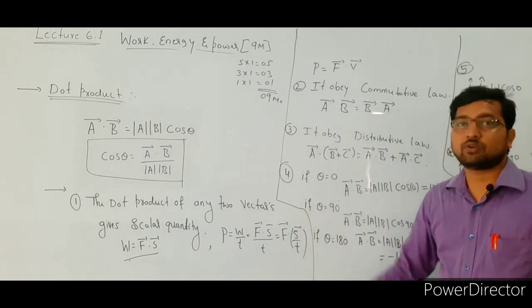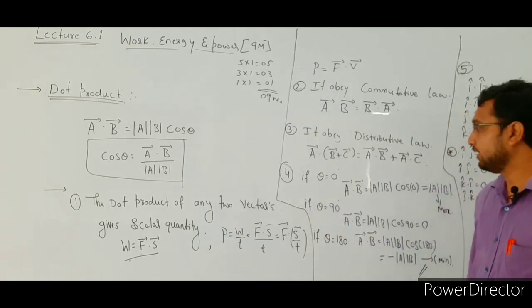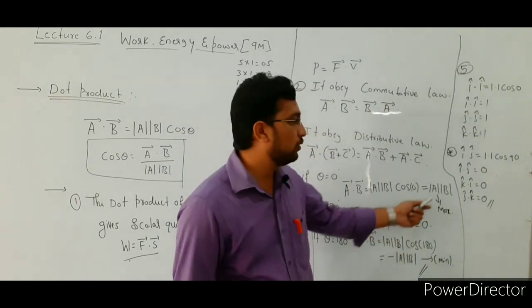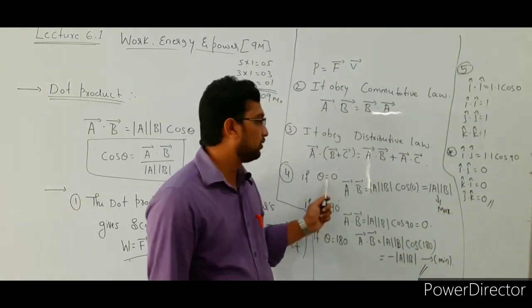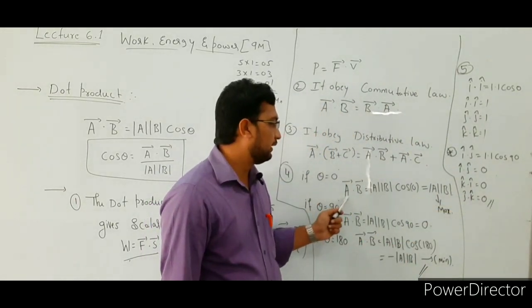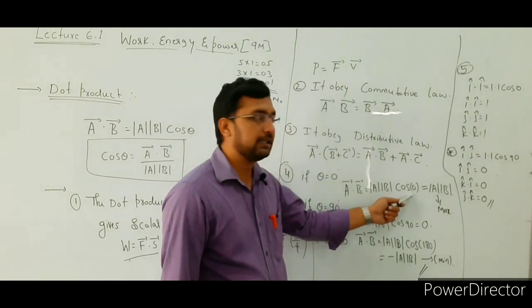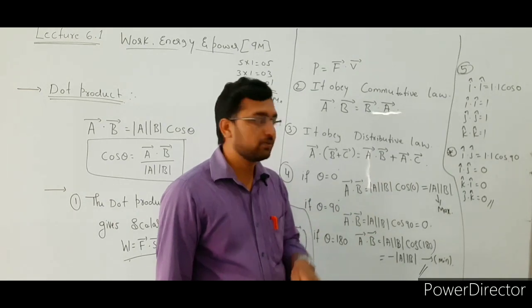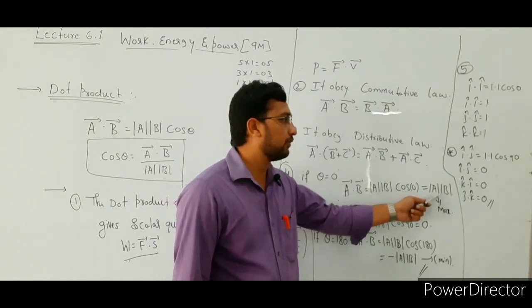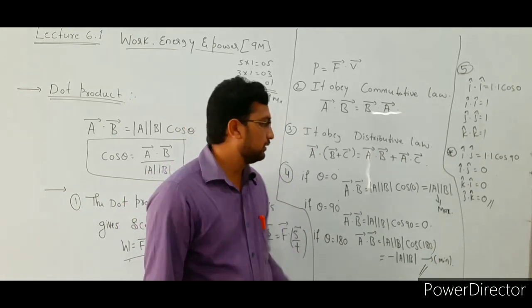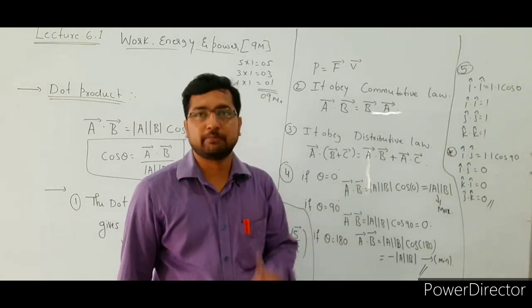Here if theta is equal to 0, the dot product of these two vectors is the magnitude of a vector and the magnitude of b vector into cos theta. Cos 0 value is 1. So then its value is magnitude of a into magnitude of b. If theta is equal to 0, then the dot product of two vectors is maximum.